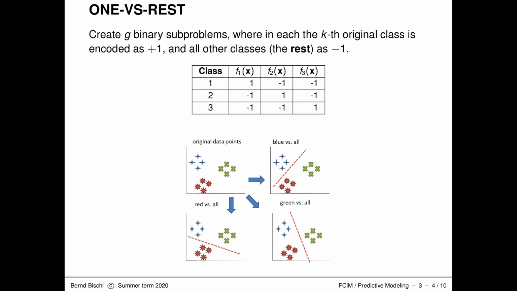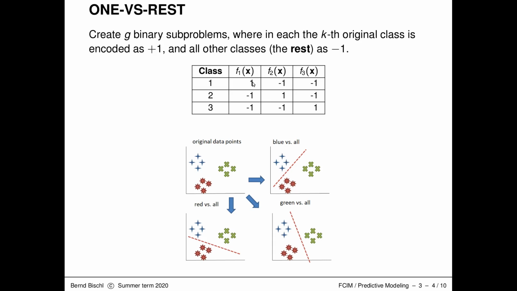That's super simple to define. So for a G-class multi-class problem, we now create G binary subproblems, where in each binary subproblem, the kth original class forms the positive class, and all other classes form the negative class. So what I'm basically now doing is I'm training G classifiers where I'm always trying to discriminate one class from all of the other classes.